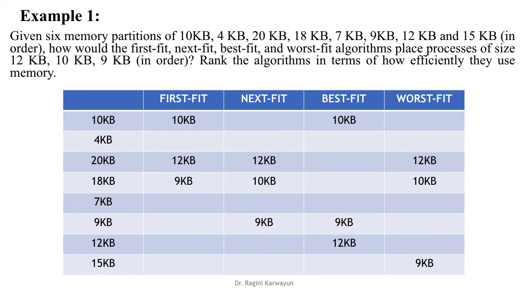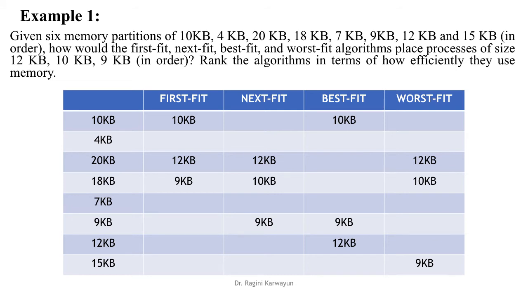In worst fit policy, we try to allocate the largest hole to the first process. So again, what you can do is write these lists in decreasing order: 20, 18, 15, 12, 10, 9, 7, 4. So write these holes in decreasing order of their magnitude. The first process is 12 kb, and the biggest hole, the first in decreasing order, is 20 kb. So the 20 kb partition is allocated to the 12 kb process.